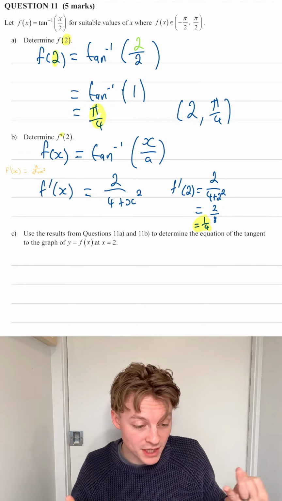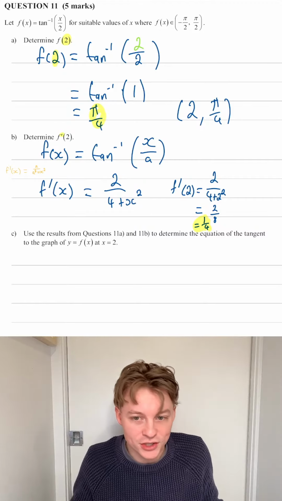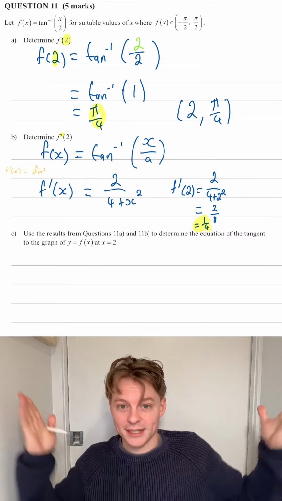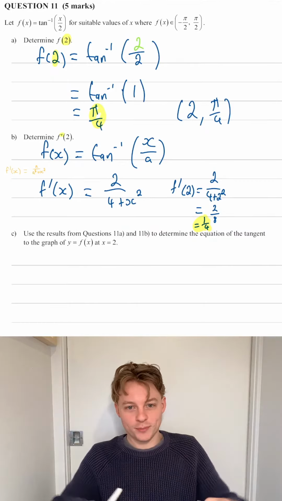All we need to find the equation of a straight line, which is a tangent, right? A tangent is just a straight line. All we need is a gradient and a coordinate point. We got it, right? Get a gradient, get a coordinate point, we can find any straight line.